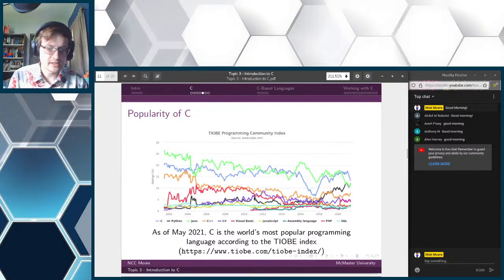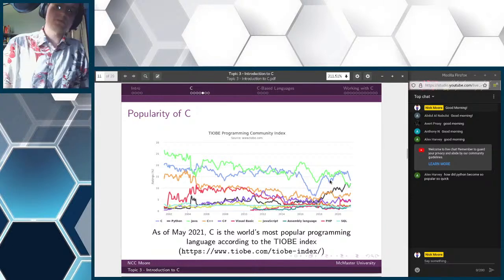Probably because around 2010 they started teaching it in first-year programs. It takes about that long for things to get out into the populace. But yeah, and you can see C++ was at one point much more popular. It's now given up. You can see that there's kind of an inverse correlation between C++ and Python. As Python goes up, C++ goes down. How did Python become so popular so quickly?